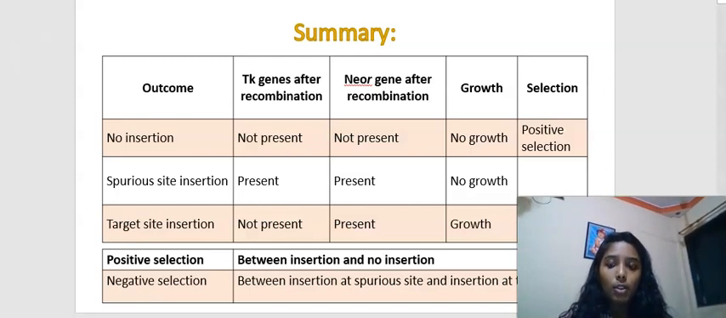So in this scenario, we insert the transgene in the vector and then integrate it into the mice genome, and then try to select the cells which have a proper insertion at the target site using positive negative selection.